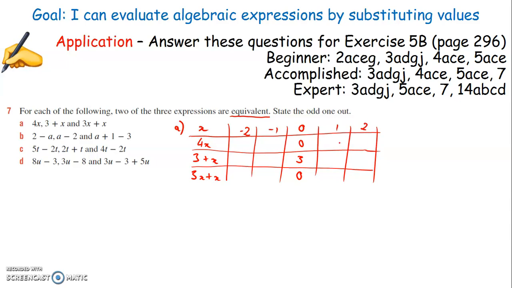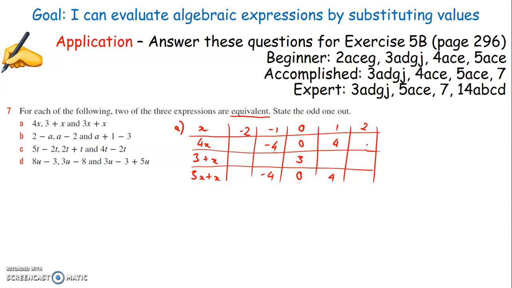Next one is x equal to 1. So 4 times 1 is 4. Now, I'm not going to do this one because I know that that is not equivalent already. And then 3x, so 3 times 1, that's 3, plus 1, that's 4. X equal to -1, 4 times -1 is -4. 3 times -1 is -3, plus -1, so they're getting more negative, so -4 as well.